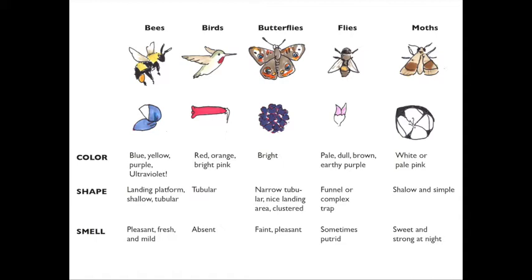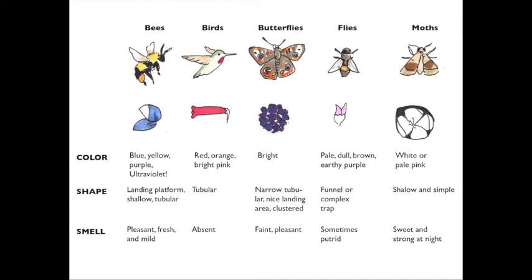So, for instance, bees are really attracted to flowers that are blue or yellow or purple or ultraviolet, which is a color that we can't even see. It's out of the human range. Look at pictures of flowers under ultraviolet filters. It's really cool. They often have a landing platform like we were just talking about, or they'll be shallow or tubular and maybe have a pleasant or mild fresh smell.